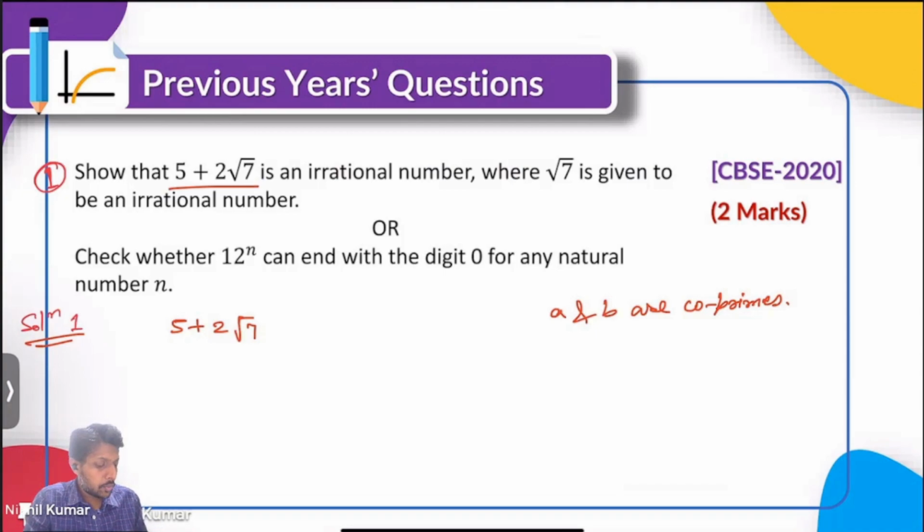So we'll directly assume that 5 plus 2 root 7 is equal to A by B. That means this number is a rational number, where A and B are co-primes. Okay. Let's juggle a little bit.